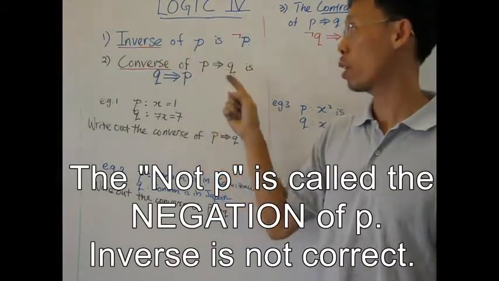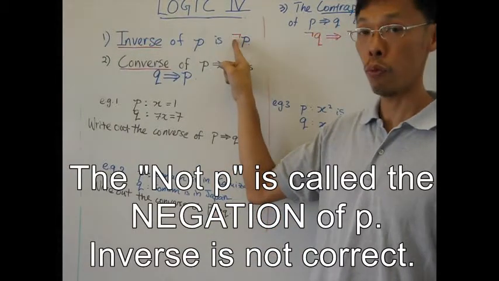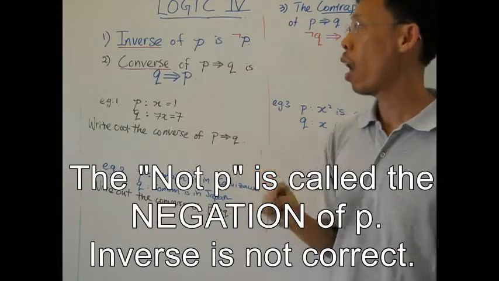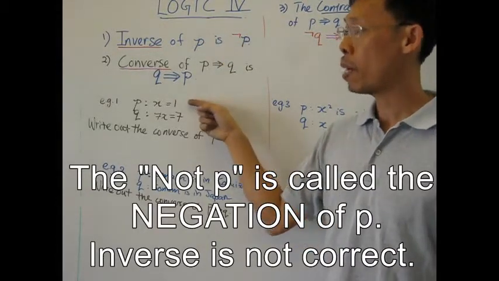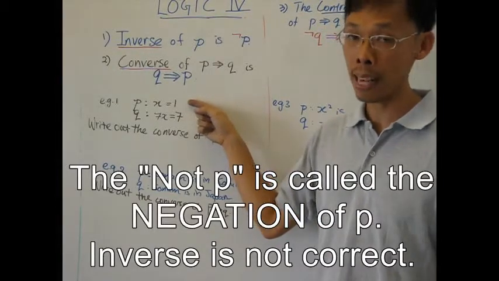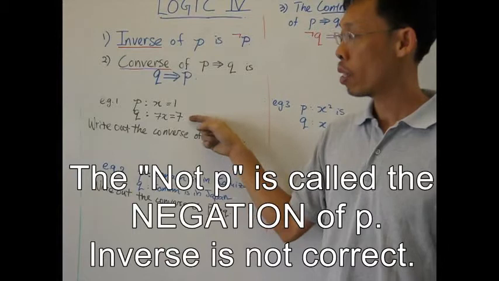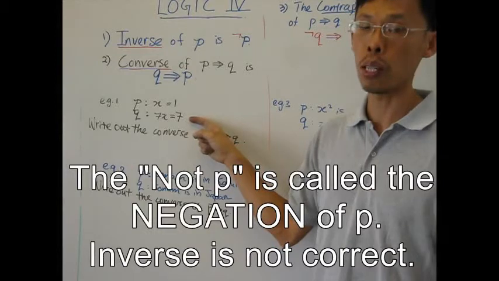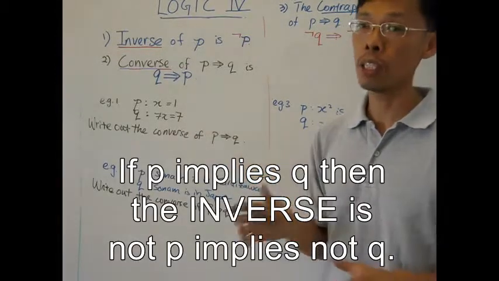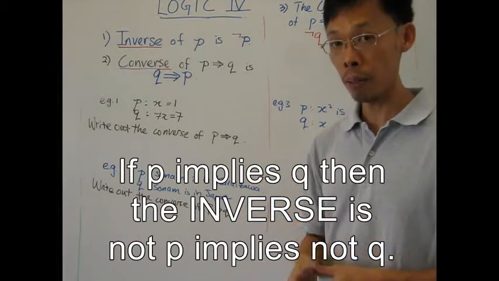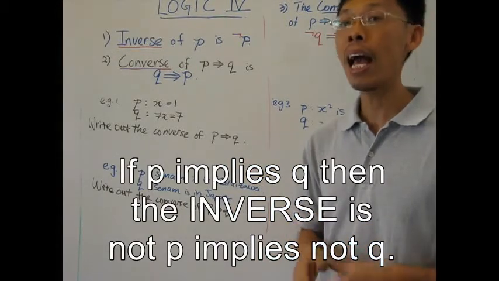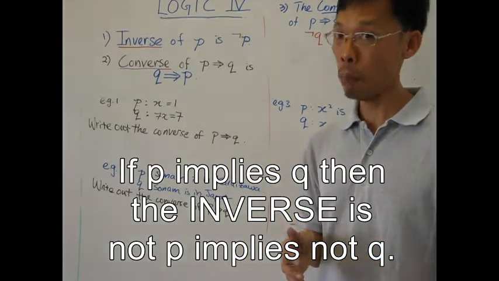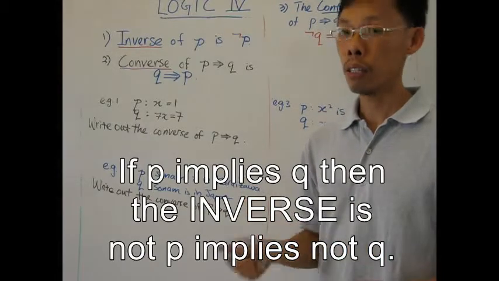The inverse of P is written with this symbol here, a negation sign, ¬P. So for example, P: x equals 1, the inverse of that would be x is not equal to 1. If Q is 7x equals 7, the inverse is 7x is not equal to 7. If you have a statement saying that x is an even number, then the inverse of that will be x is not an even number. So x can be an odd number or x can be a 0.